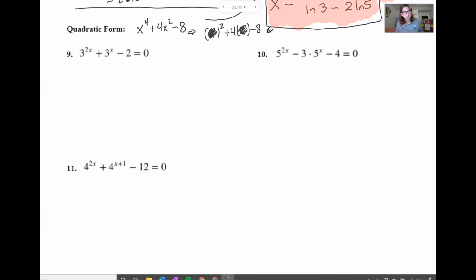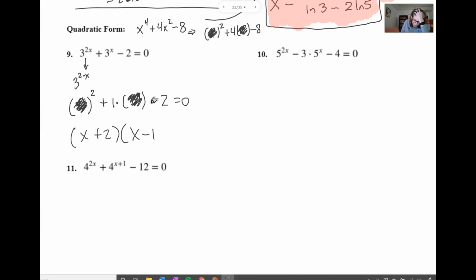What's really going to unlock this, I'm hoping for some of you, is me rewriting this first term here. What is 3 to the power 2x? Well, this is 3 to the power 2 times x, which might be helpful if I rewrite it as 3 to the power x, squared, plus 1 times 3 to the power x minus 2 equals 0. Why am I writing this 1 times? Because it's going to help you see what's going on. I'm going to cover this up but undo this in a moment. If these things that I just crossed out were x's, x squared plus x minus 2, you would know how to factor this. You would say that's x plus 2 times x minus 1.